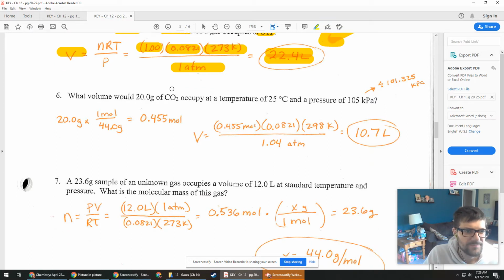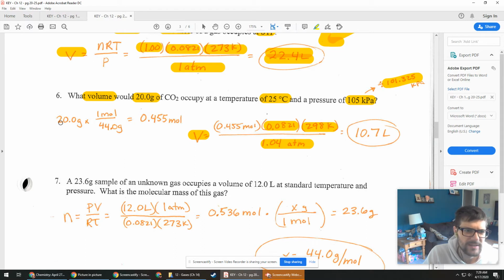Question 6 here, we're getting into some of the slightly trickier ones. It says what volume, so I'm solving for volume, would 20 grams of CO2 occupy at a temperature of 25, so convert that to Kelvin, and a pressure of 105 kilopascals, so I have to convert that to atmospheres. That's this guy right here. And I have my gas constant, but where did this 0.455 moles come from?